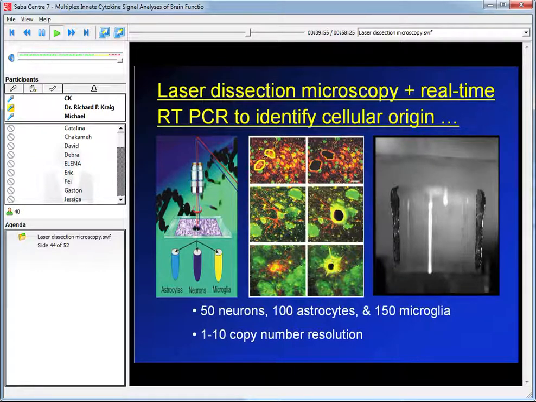Our pilot work from about a year ago showed that 50 neurons, 100 astrocytes, and 150 microglia gave us 10 copy number resolution. Well, we're certainly modifying this now with more recent technology available to be in the single cell PCR style, so that we expect to be carving 5 to 10 cells per sample of neurons, astrocyte, and microglia, and making measurements within 20 minutes of it. This is our first approach. Remember, that's PCR and it's not proteomic.